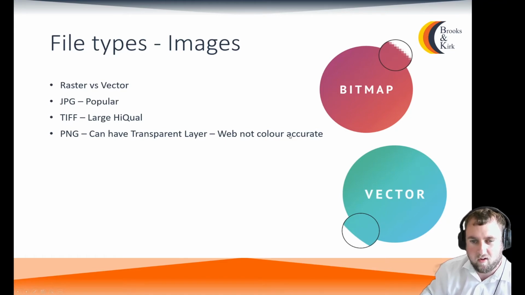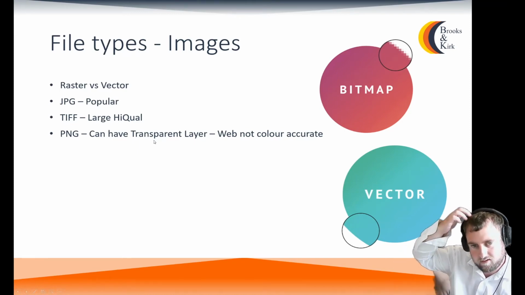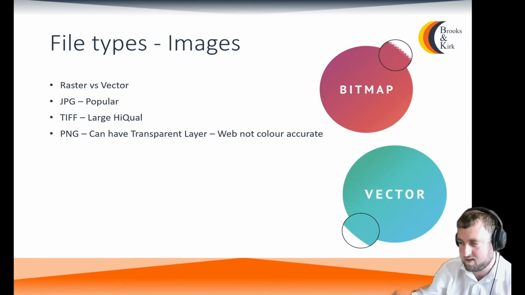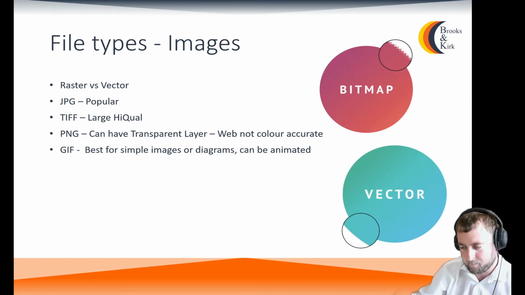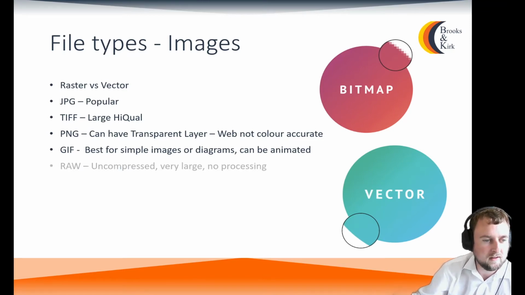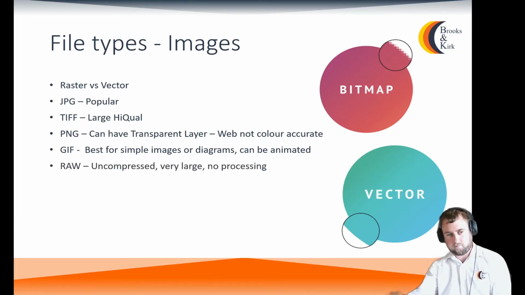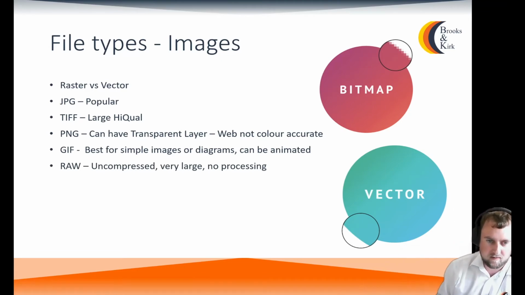They're not that colour accurate. They don't have that many colours to deal with. So yet again, it's going to be used for your logos and stuff like that, or basic images. A GIF, again, very limited colour space to deal with, but it can be animated, but that's very 1990s, and you'd never do that these days, really. RAW. Have you ever used RAW files?